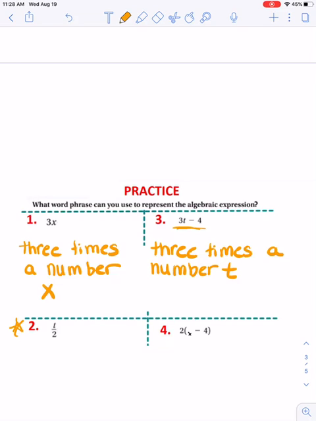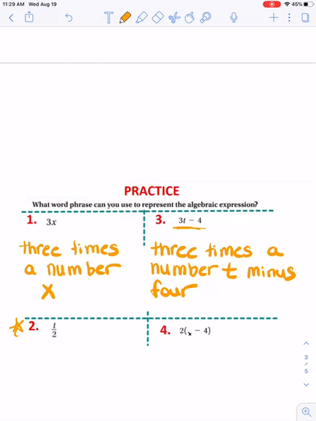Then I see the minus sign, right? So I'm just going to say minus 4. Or you could say less 4. Or subtract 4, right? Yours might not look the same as mine. That's fine because we have lots of words to represent our symbols.